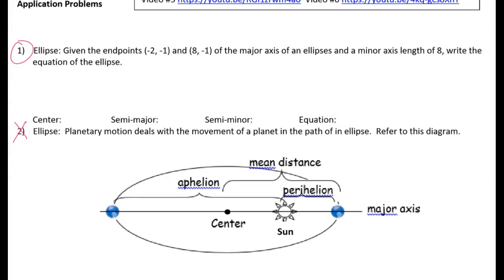The center is actually the midpoint between those two endpoints, right? Those endpoints are technically our vertices.